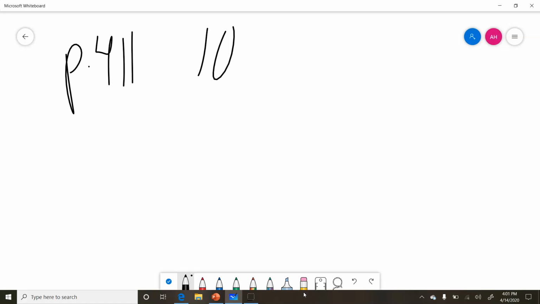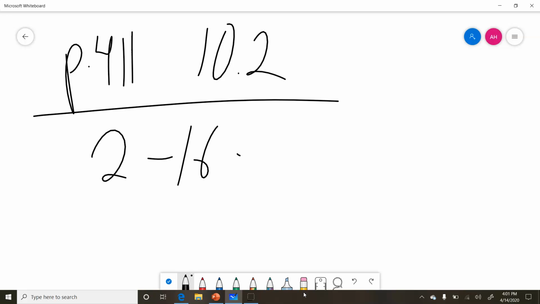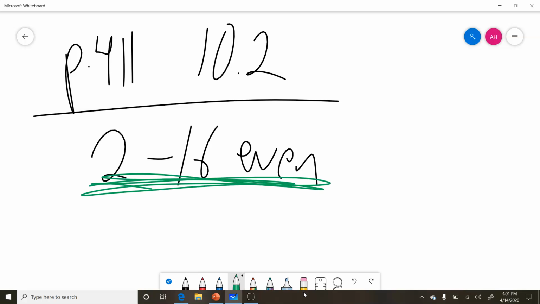Okay, so here is our homework. We're not going to do that many. This is page 411. And we are going to do simply, this is part 1 of the lesson, 2 through 16 even. That's it. 2 through 16 even.